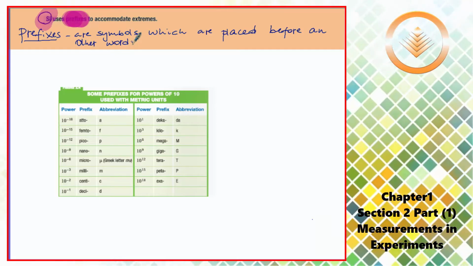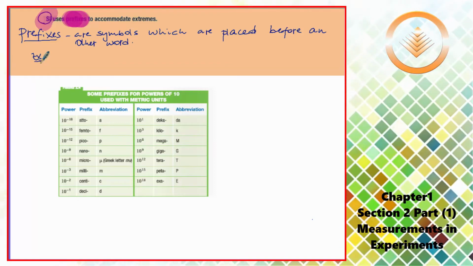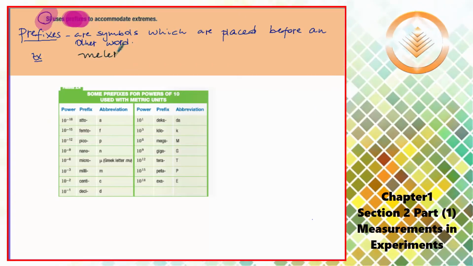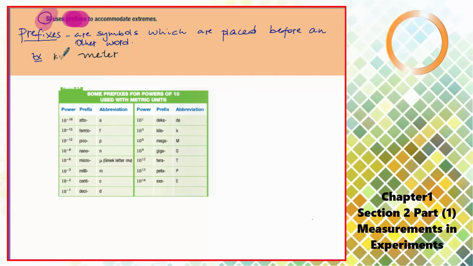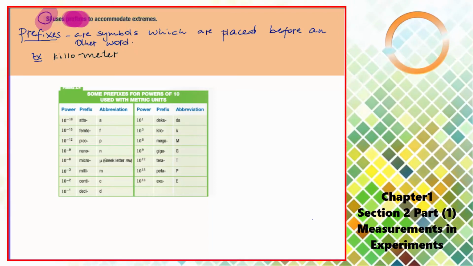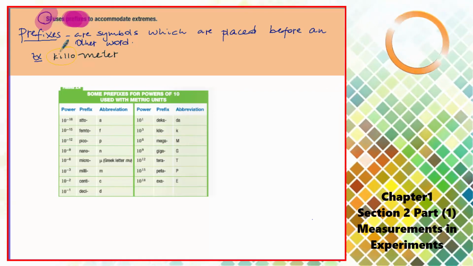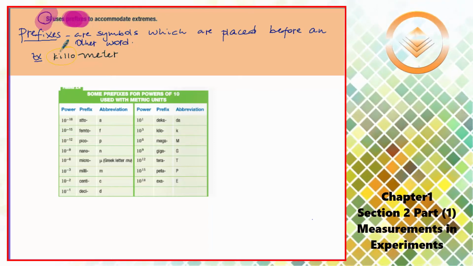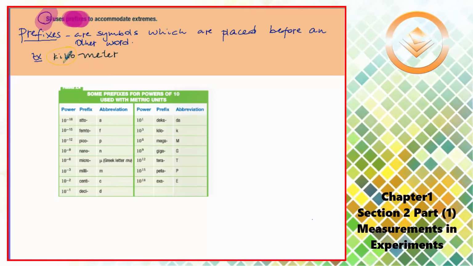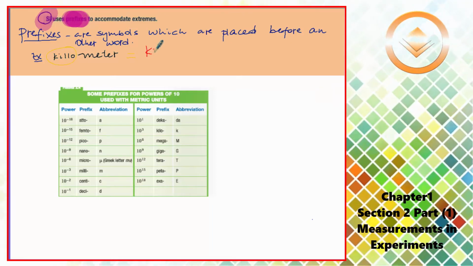Let's say an example. Let's say we have the unit meter. If I add the word kilo, I get kilometer. So this kilo is called a prefix. Prefixes are words or letters which are placed before another word. I can rewrite this as km, which is kilometer.